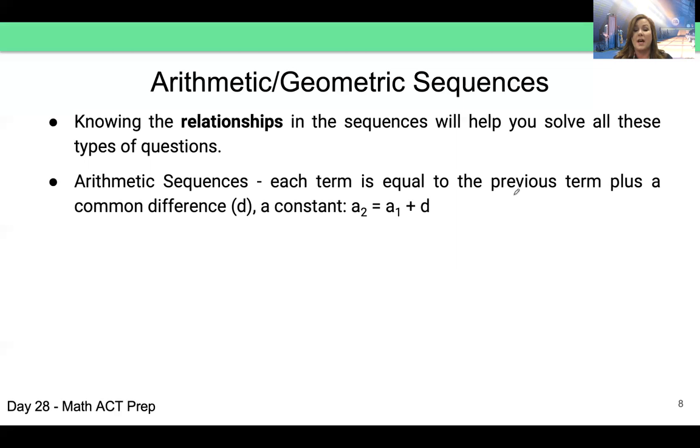Arithmetic sequences, you have each term is equal to the previous term plus a common difference.